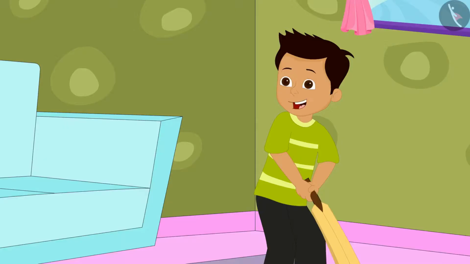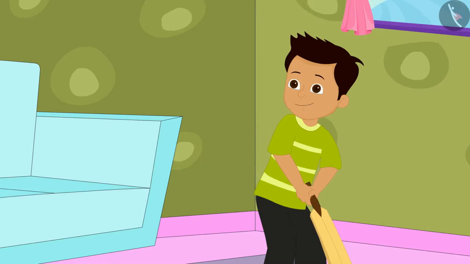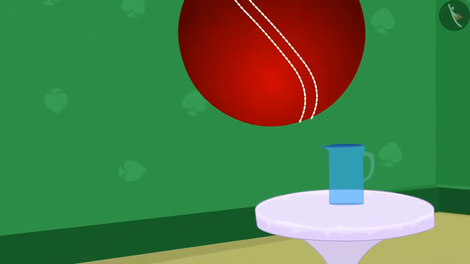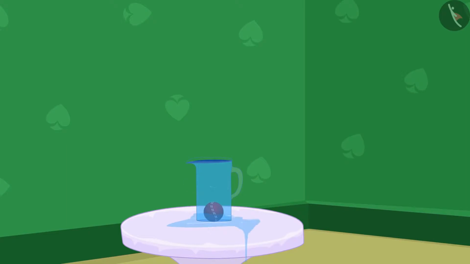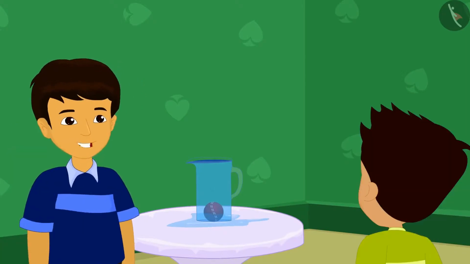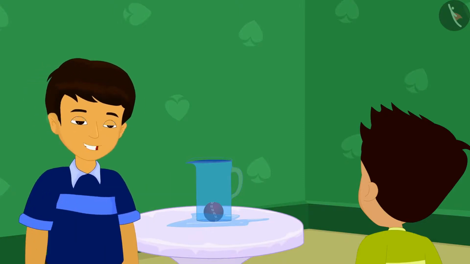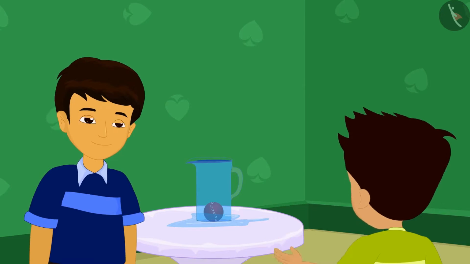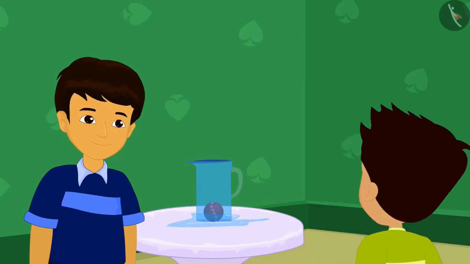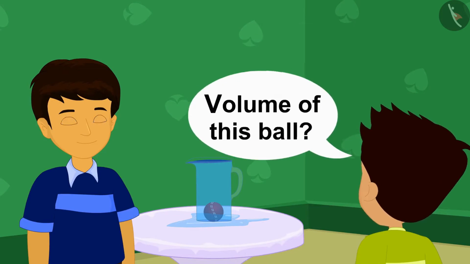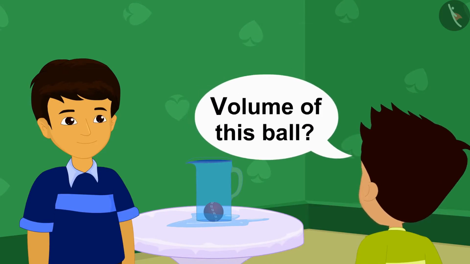Manas, this time I will surely hit a 6. On saying this, Thomas swung the bat and the ball fell straight into a vessel filled with water. Oh no, Thomas! Look! Your 6 has spilled a lot of water on the table here. Now, who will wipe it? I will wipe it if you answer one of my math questions. Done. Can you tell me what is the volume of this ball?